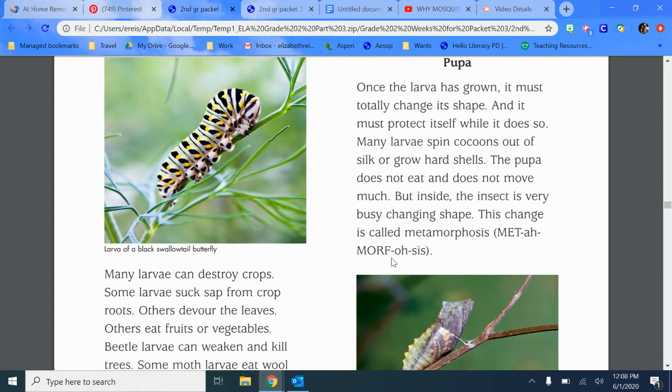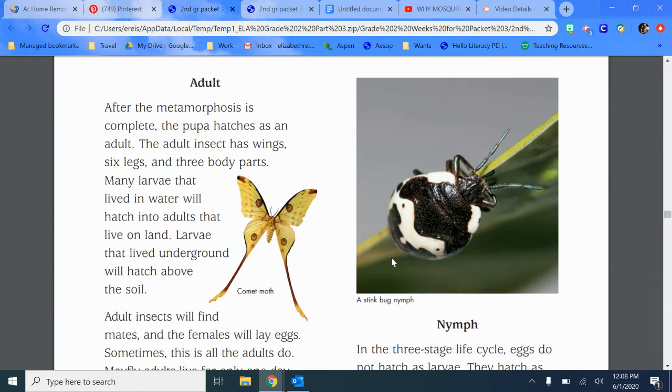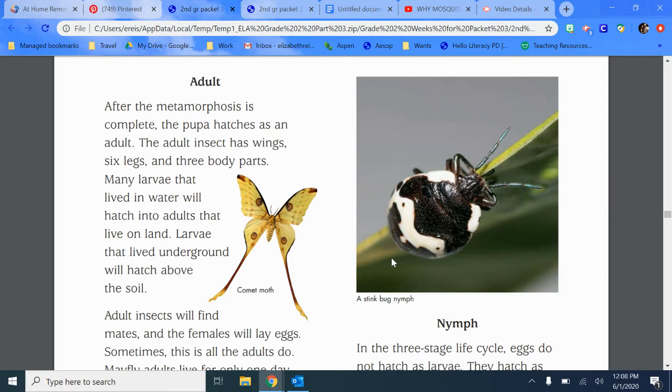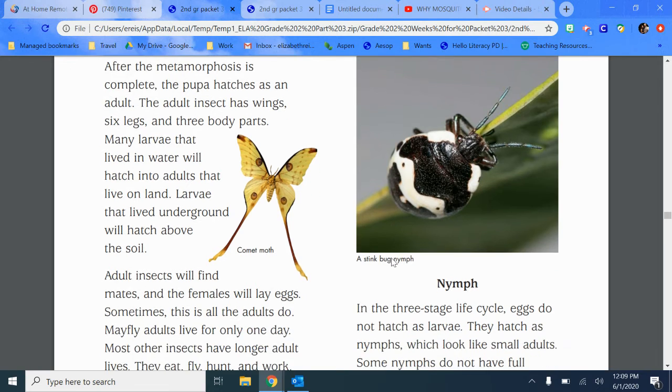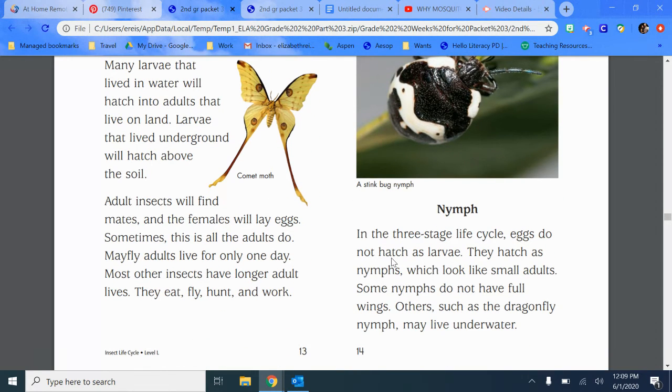This change is called metamorphosis. After the metamorphosis is complete, the pupa hatches as an adult. The adult insect has wings, 6 legs, and 3 body parts. Many larvae that lived in water will hatch into adults that live on land. Larvae that lived underground will hatch above the soil. Adult insects will find mates, and the females will lay eggs. Sometimes this is all the adults do. Mayfly adults live for only 1 day. Most other insects have longer adult lives. They eat, fly, hunt, and work.